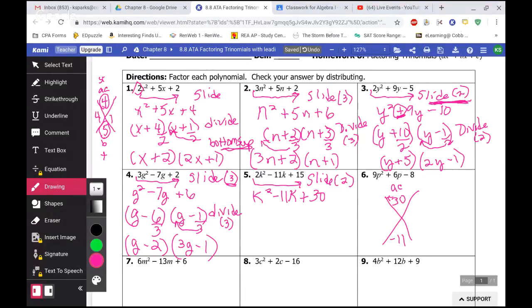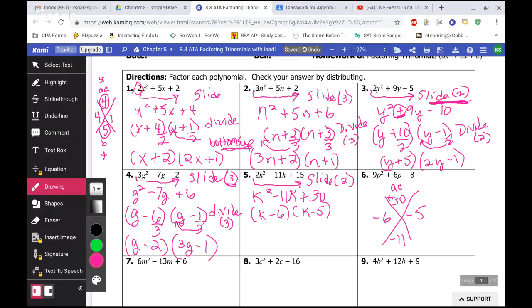So what two negative numbers multiplied together give you a positive 30, but when you combine them, give you a -11? -6 and -5. Good job, Grayson. So that's going to be k. I went ahead and tried number 5 on my own. I think it's starting to make more sense. Well, good. I'm glad to hear that.